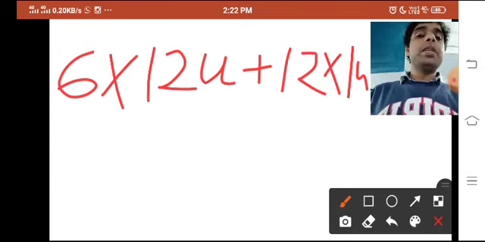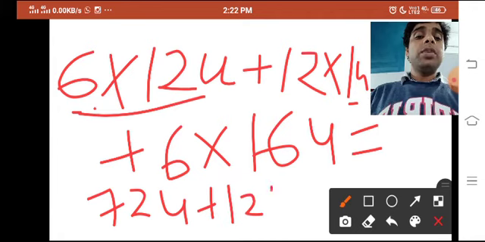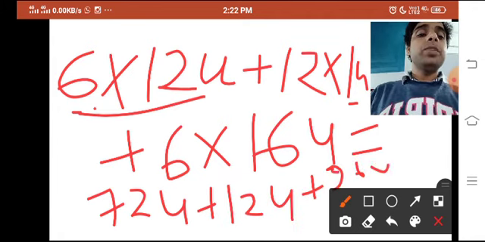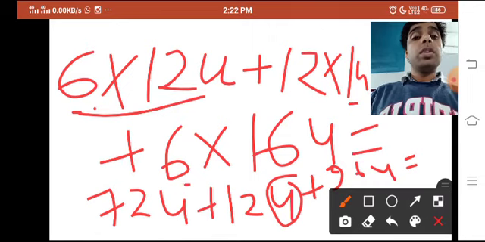Then you can see oxygen was also there. So what is the total number of oxygen? 6. So 6 into 16. So together it should give you 180, I think. Yes, calculate. After calculation, 72 u plus 12 u plus 96 u. This one is u, not 4.